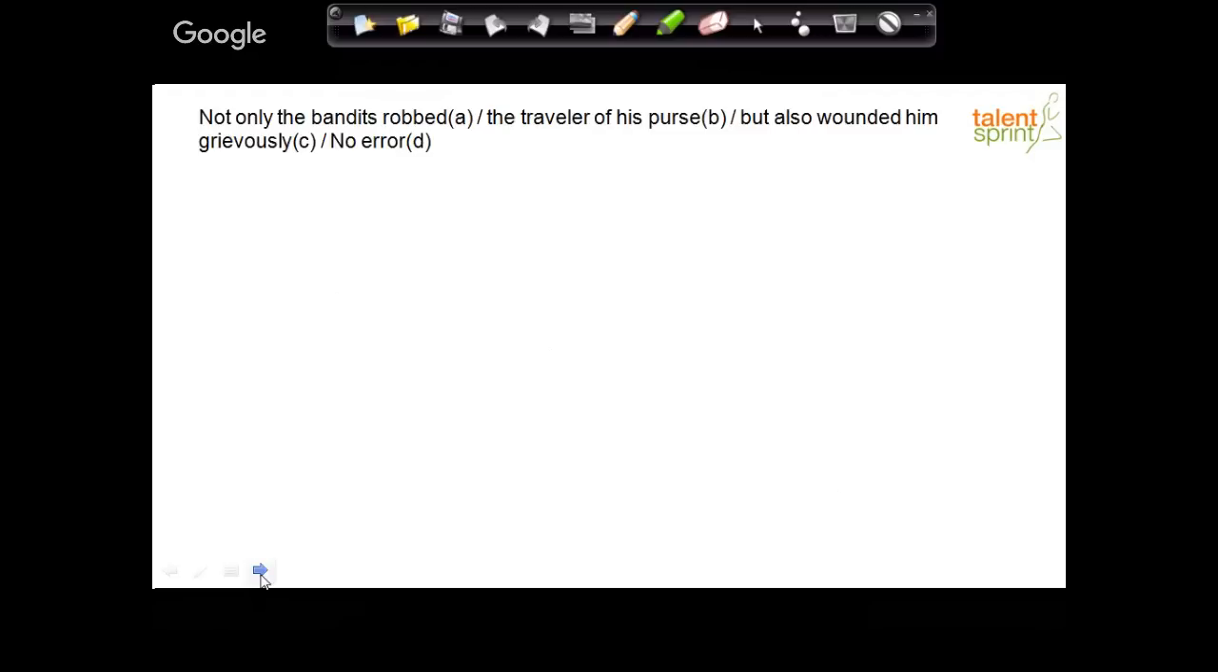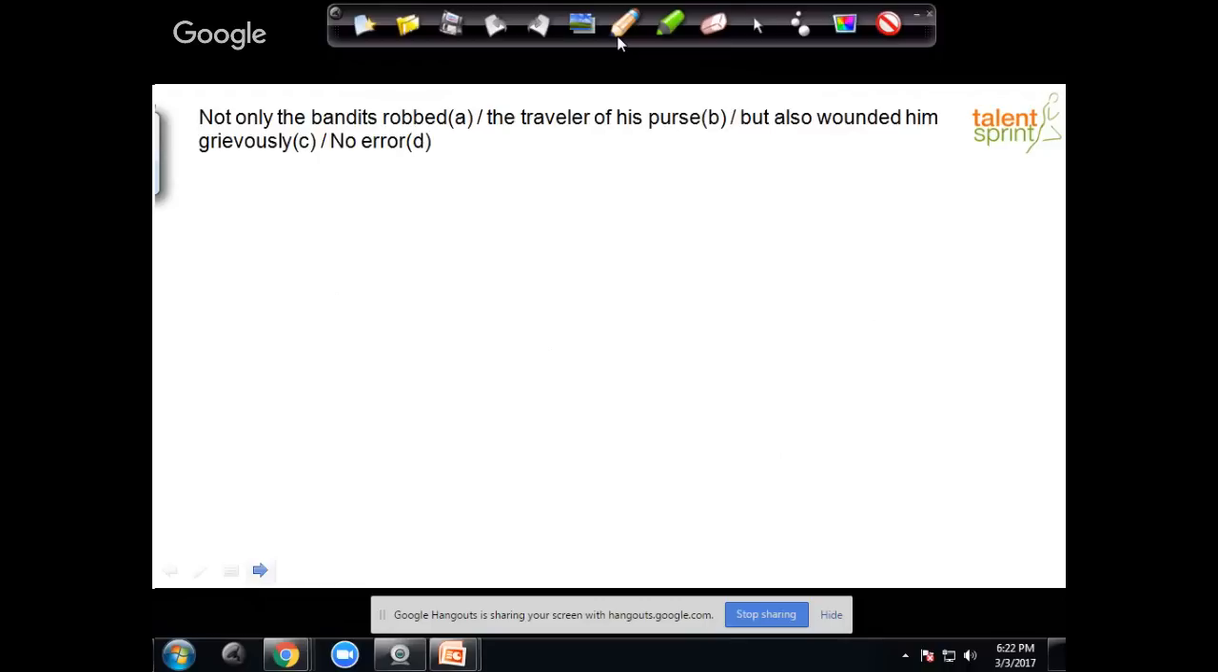Reading. Not only the bandits robbed the traveler of his purse, but also wounded him grievously. Grievously. So, where do you think the error is? Now, I'll give you a clue, okay? Pay attention to this correlative conjunction, not only, but also. Thank you, Bhargav. Right? Pay attention to those, not only, but also. When I have not only but also, I need to follow a particular structure. So can somebody, if you're able to recollect what I'm saying, try and identify where the error is.